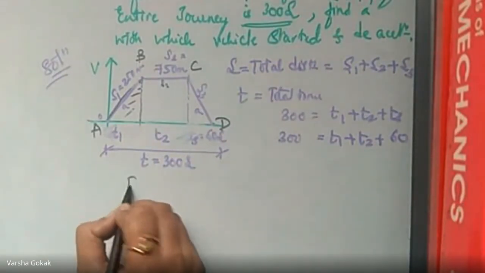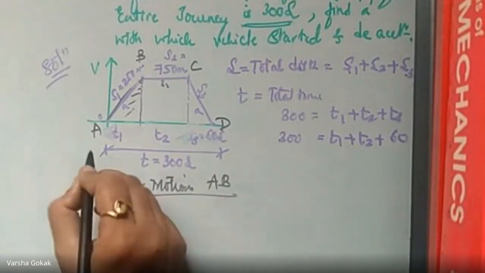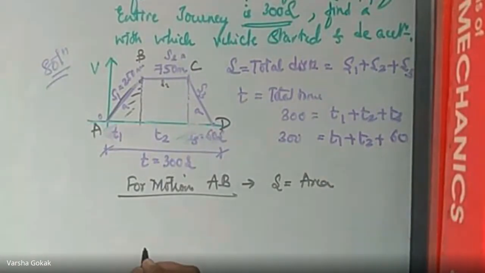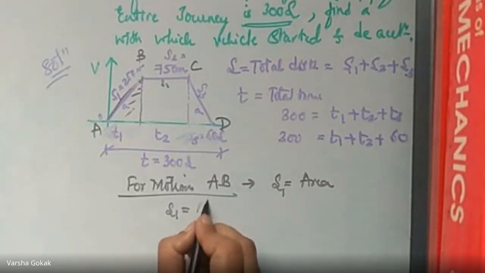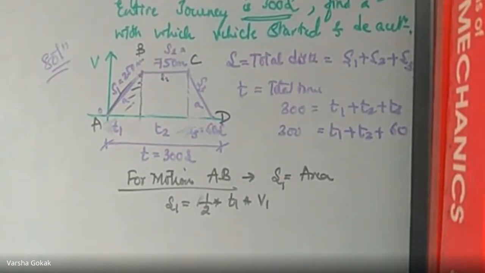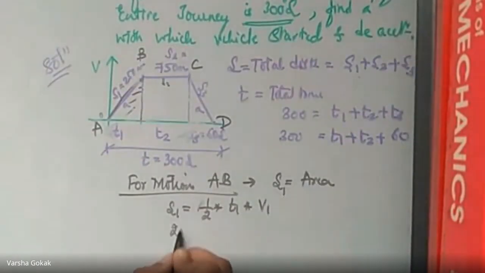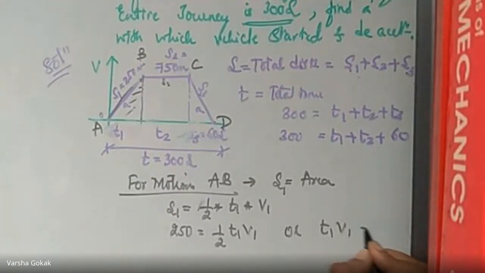So first, for motion AB, I'll start with motion AB. In this, S equals the area, as we are aware, right? S1 equals the area. So S1 will be equal to A1, which is nothing but half, base is T1, and height is going to be V1, right? I know the value of S1, the first 250 meters. So 250 is equal to half times T1 into V1, or T1 V1 becomes equal to 500.